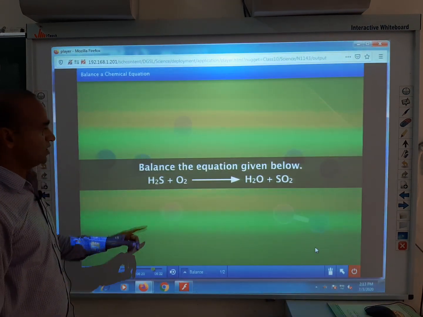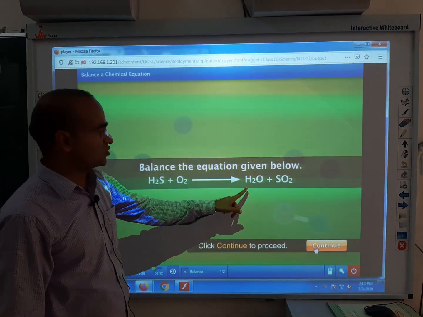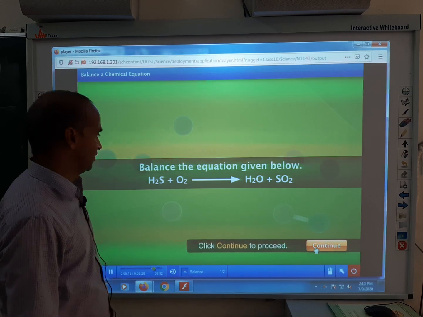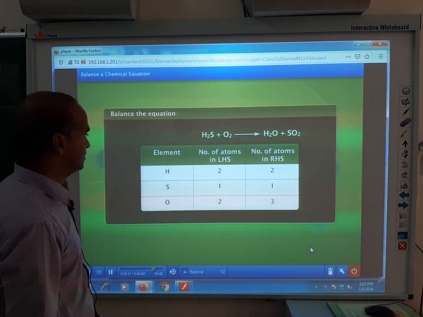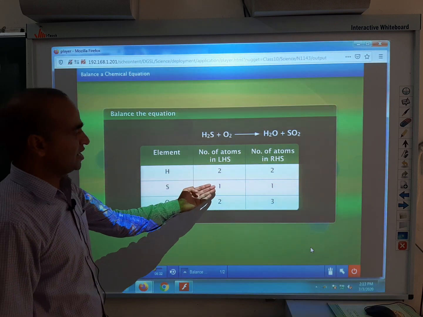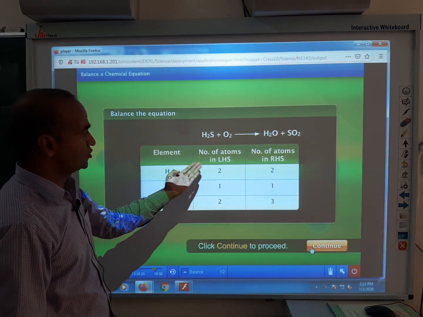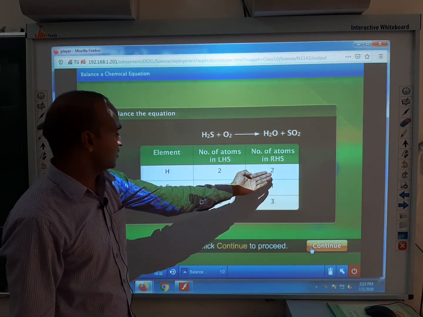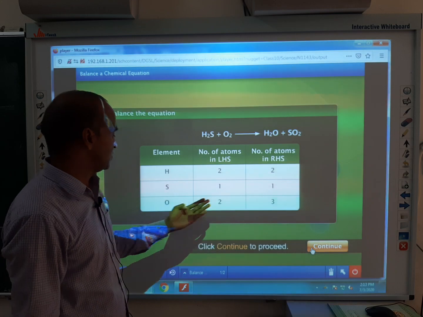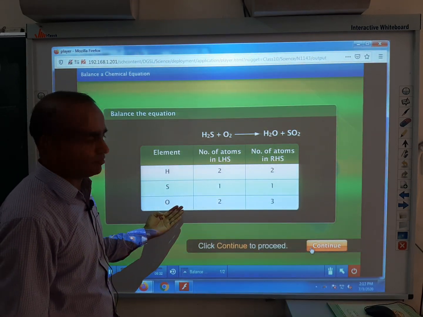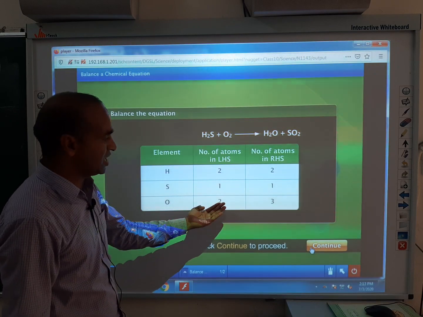The answer is H2S plus O2 gives H2O plus sulfur dioxide. The balanced equation is given below. Now we balance: you write the number of atoms on the left hand side and the number of atoms on the right hand side. Now you see hydrogen is 2, on the right hand side hydrogen is also 2, sulfur is 1, on the right hand side sulfur is also 1, but the oxygen is unequal. Right, now see the oxygen is present in unequal amounts.